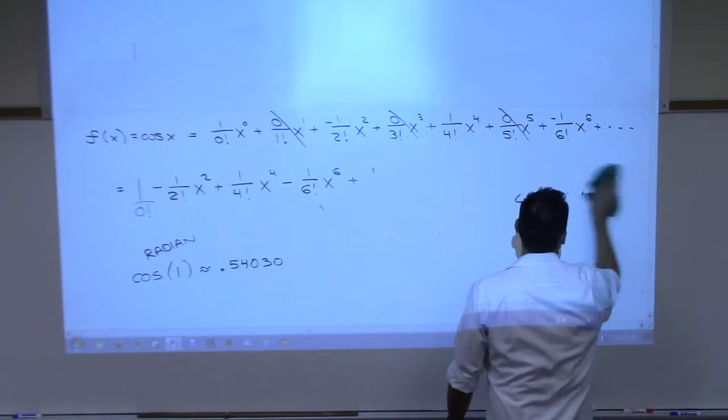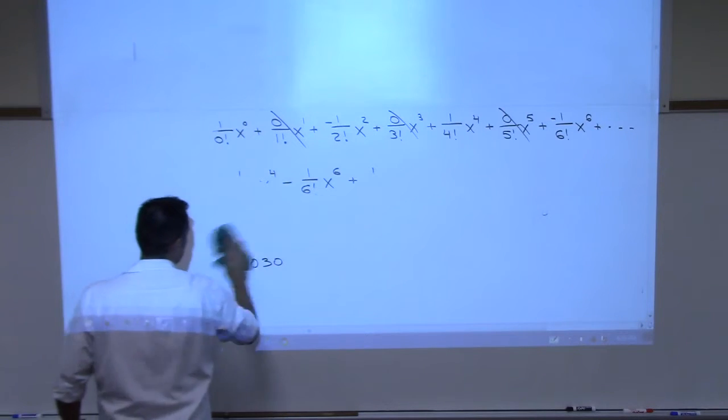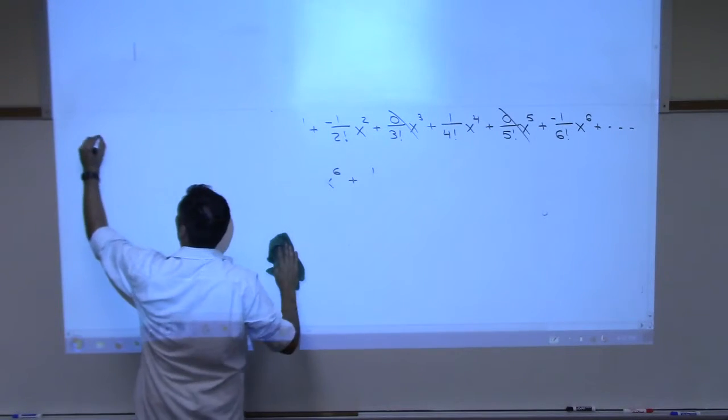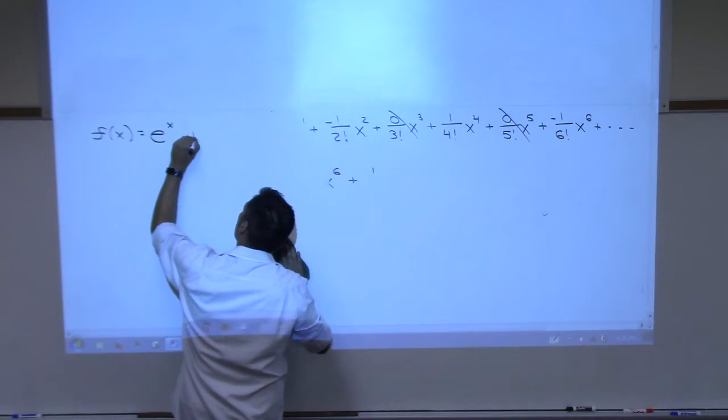Okay, that's fun stuff. Let's do another one. I have 15 minutes. I think I'm going to have just enough time to squeeze this in. All right. What about for e to the x? What is the Maclaurin for e to the x?